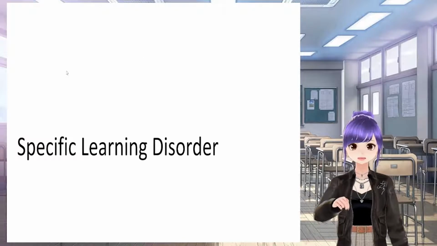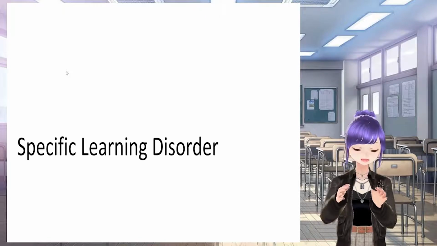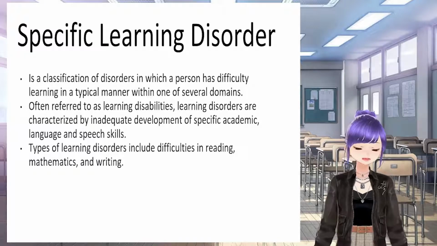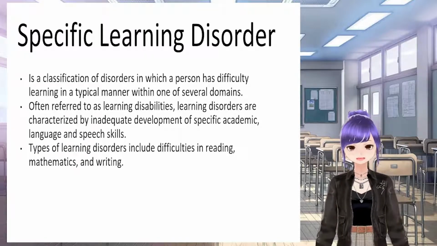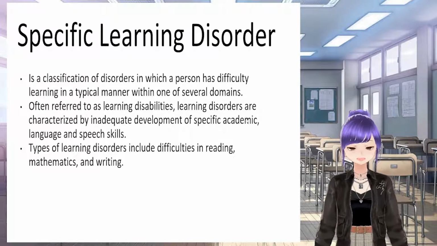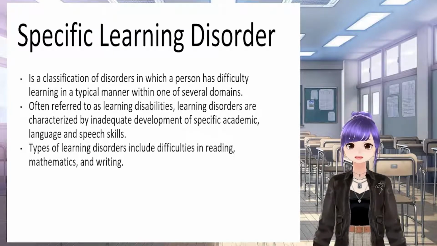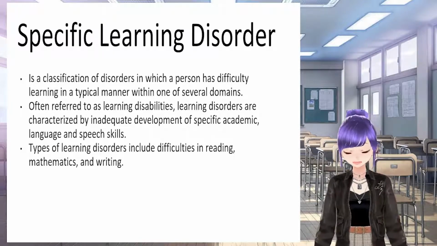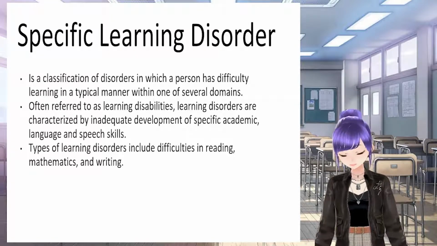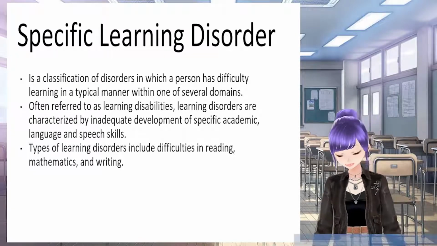So the last disorder in the neurodevelopmental stage is the specific learning disorder. So what are specific learning disorders? This is a classification of disorders in which a person has difficulty learning in a typical manner within one of several domains. It is often referred to as learning disabilities. Learning disorders are characterized by inadequate development of specific academic, language, and speech skills. So these types of learning disorders include difficulties in reading, mathematics, and writing.